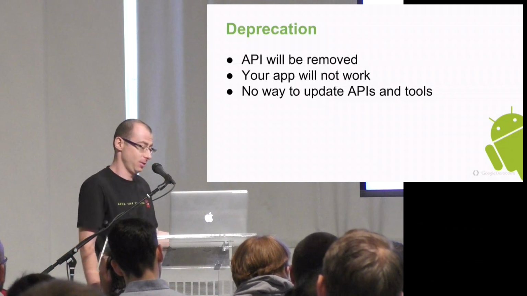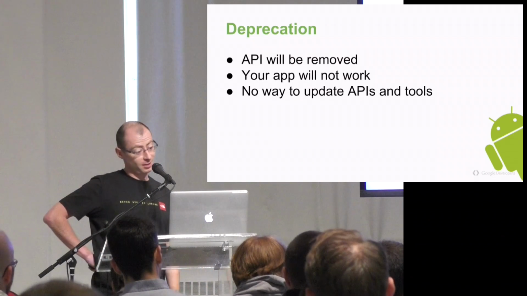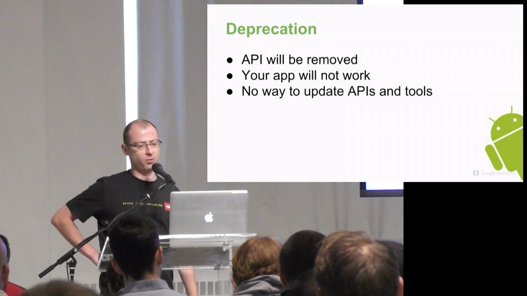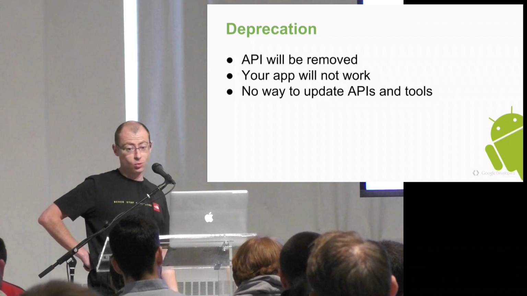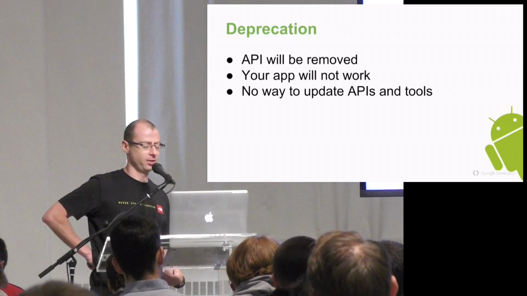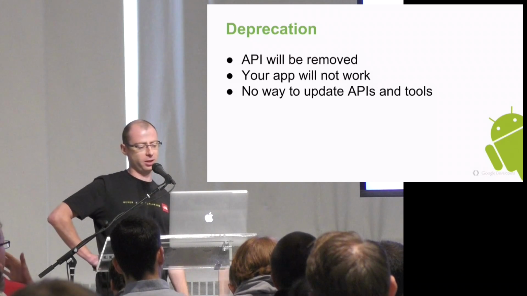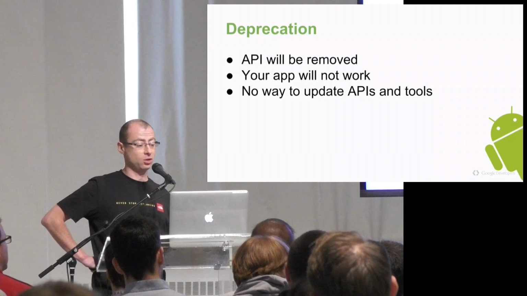So basically, what does it mean? It means that some API will be removed. Then one shiny day, usually 1 or 2 days before the major release, your app will not work. And to make things even worse, sometimes if you are dependent on the old version of a library, there is no way to update both APIs and tools.